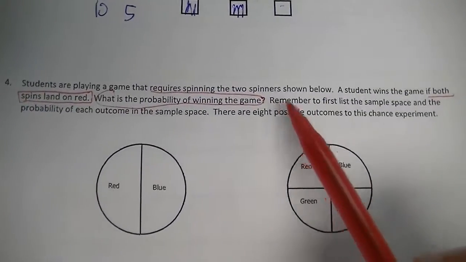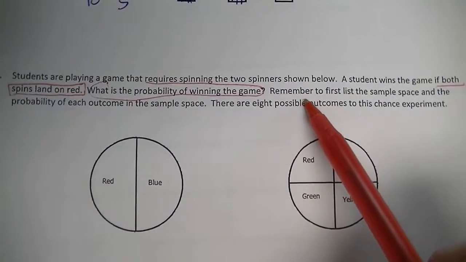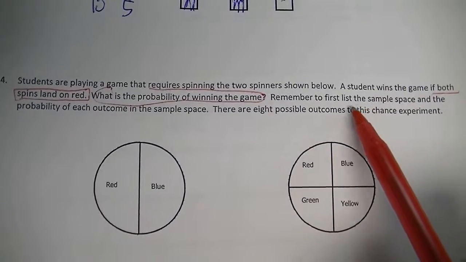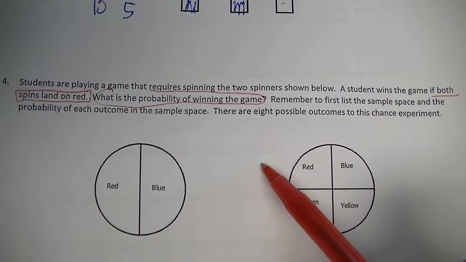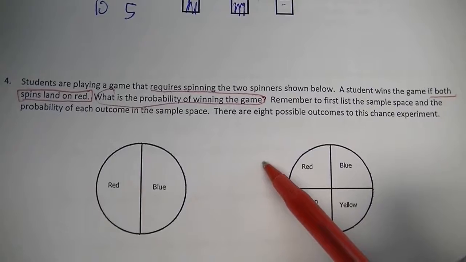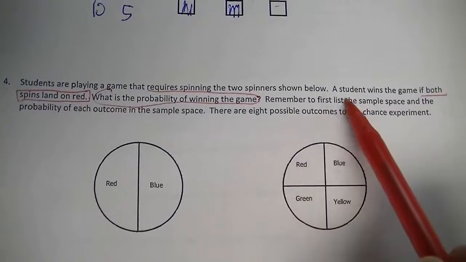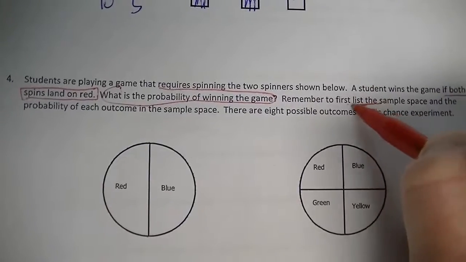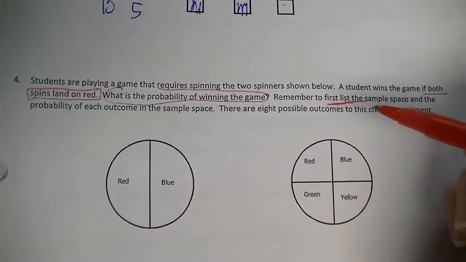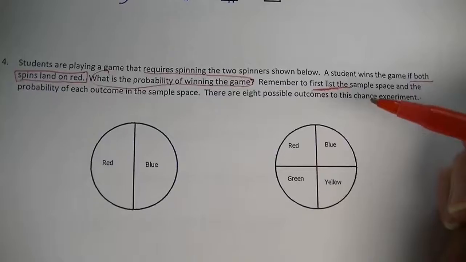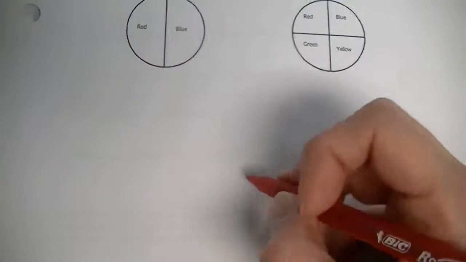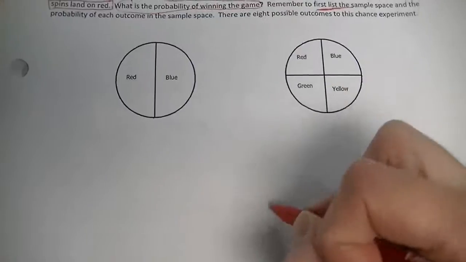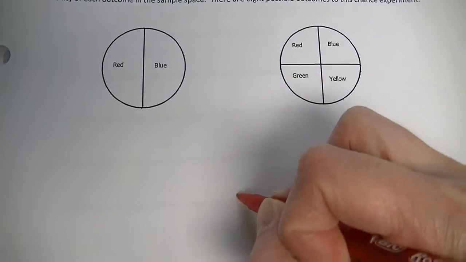So their little hint is remember to first list the sample space and the probability of each outcome in the sample space. There are 8 possible outcomes to this chance experiment. Okay, so I'm going to do what they tell us first. They want us to list the sample space. Hint right there is do a counting tree, also known as a tree diagram. So let's go ahead and do that, and then I'll show you another way to do this, okay? And you can pick whatever way you like better.